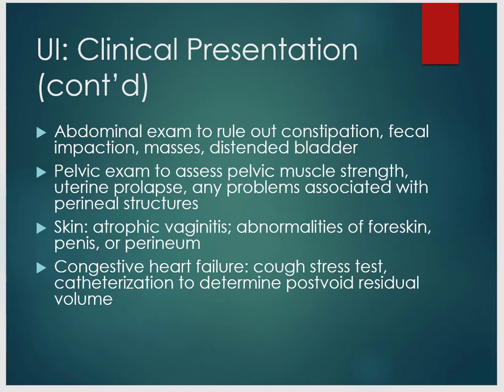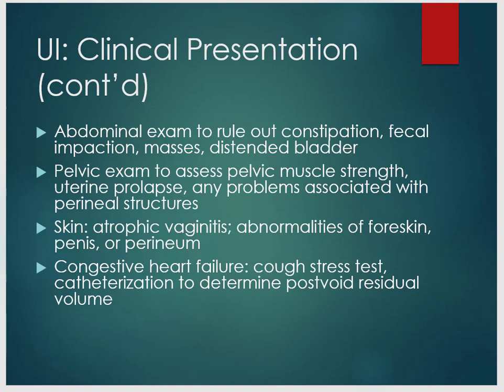A pelvic exam will allow you to assess for pelvic muscle strength, if there's been any uterine prolapse or any other problems that may impact the perineal structures. It's important to look at the skin in the area. Is there atrophic vaginitis because there's decrease in the estrogen in a menopausal woman? If you're assessing in a gentleman, are there any abnormalities in the foreskin, the penis, or the perineum?